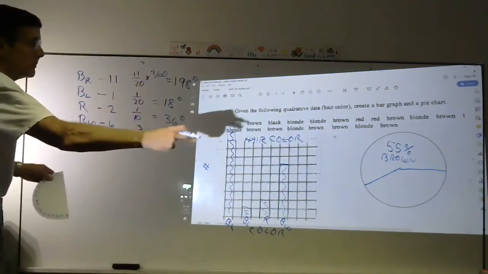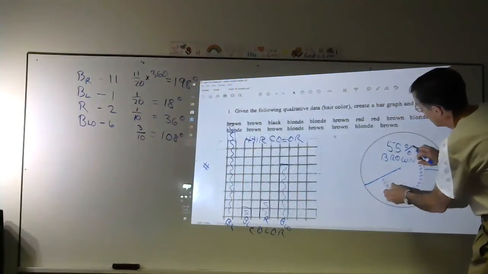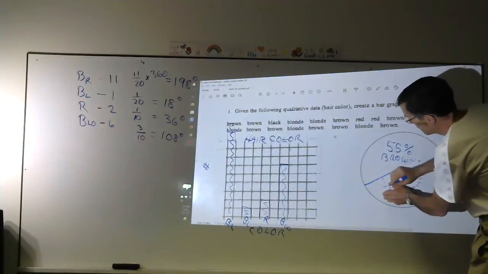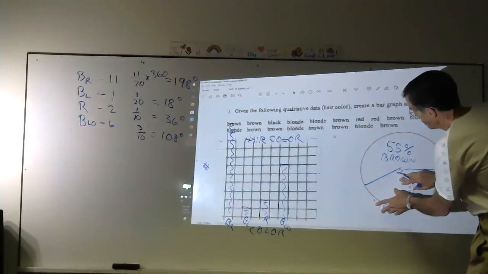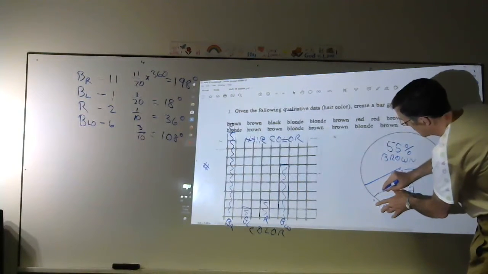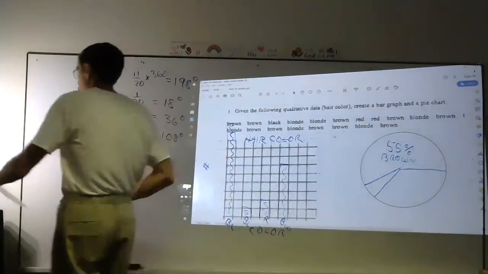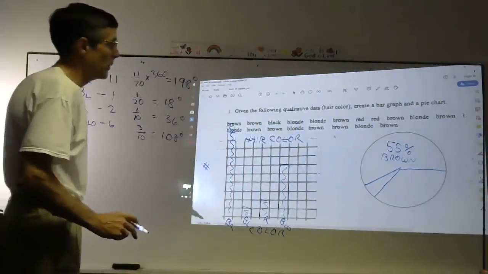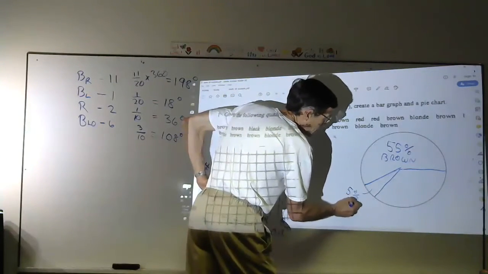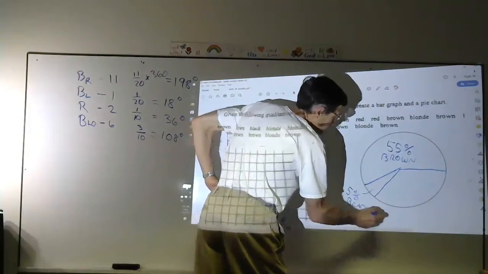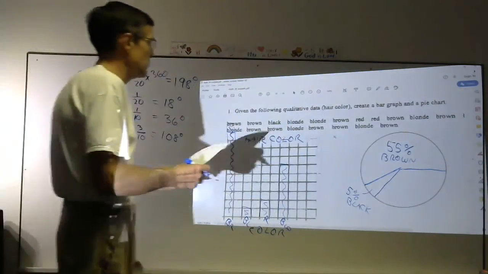Next one, 18 degrees. I'm just going to keep working my way down around the circle. 18 degrees, lay it at the center. Make my mark again where I think it is 18. Come up through and draw the line. And I have 1 out of 20. 1 divided by 20 is 5%. This is 5% black-haired folks.